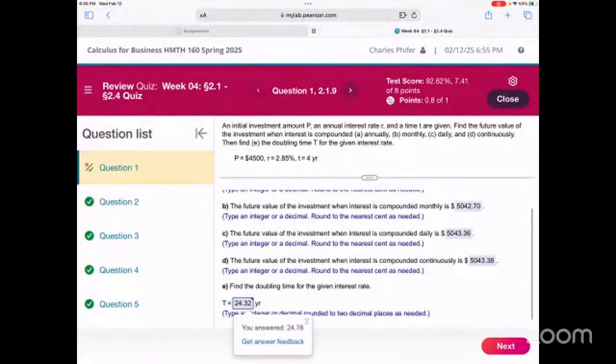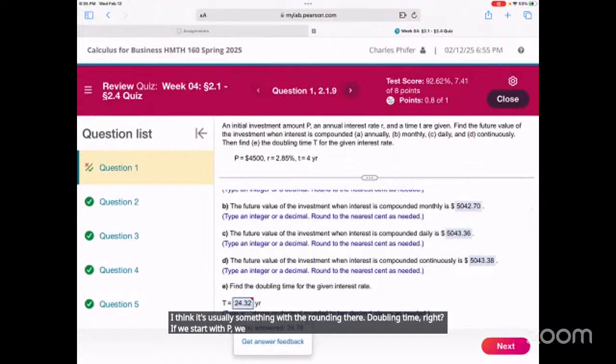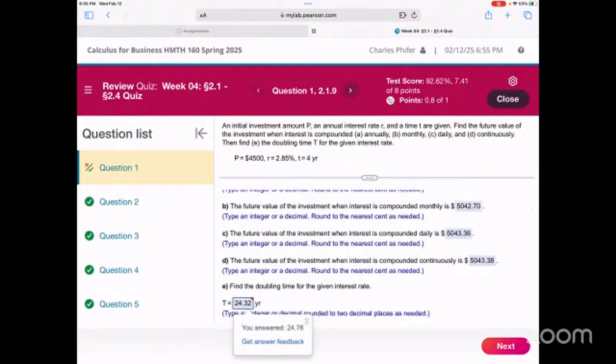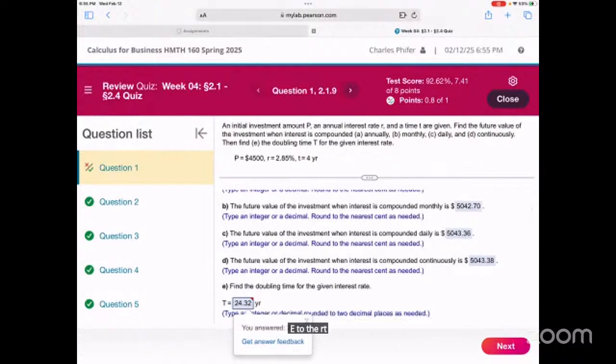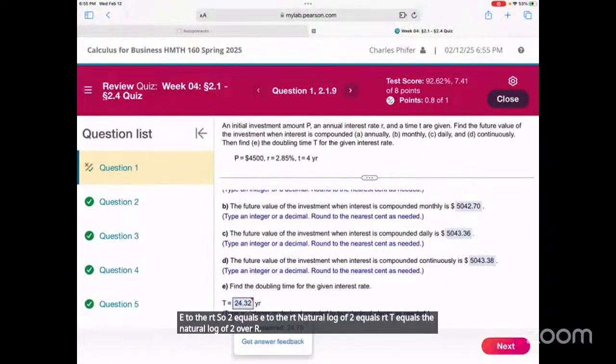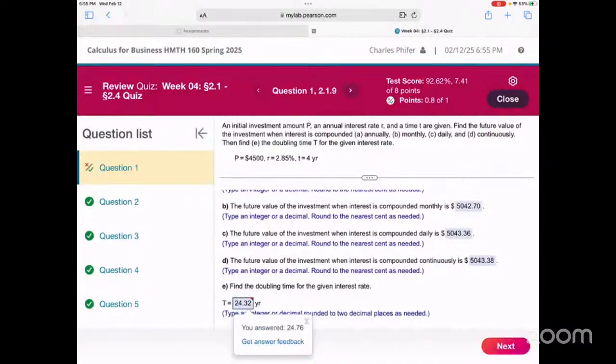Doubling time, right? If we start with P, we finish with 2P. I'm using the PERT formula, P e to the RT. So 2 equals e to the RT. Natural log of 2 equals RT. T equals the natural log of 2 over R. Okay. I think that's what we did.